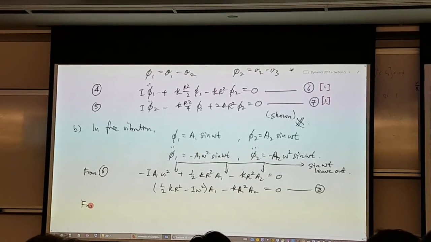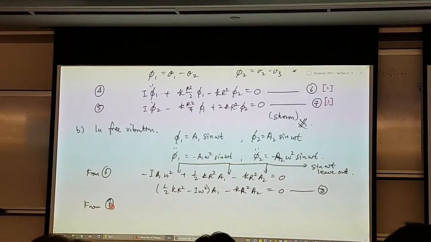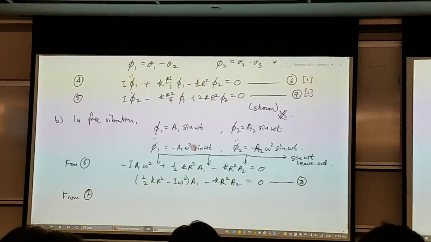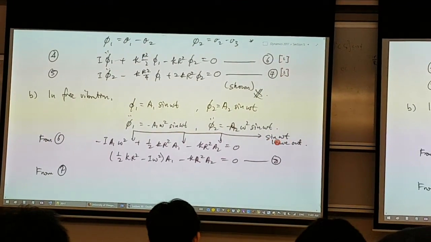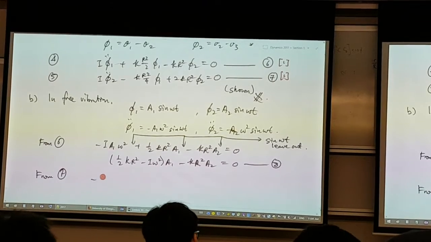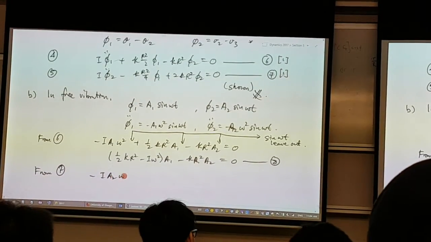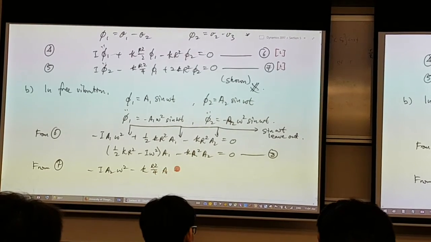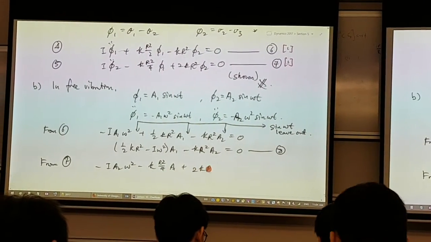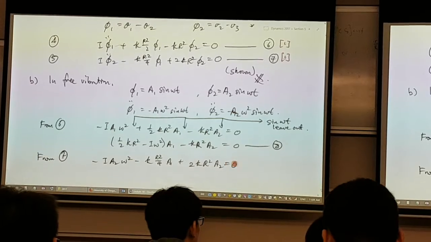So from your equation 7, we substitute this form, again leaving out your sine omega t. So I have minus I a2 omega squared, minus k r squared over 4 a1, plus 2 k r squared a2 equal to 0.